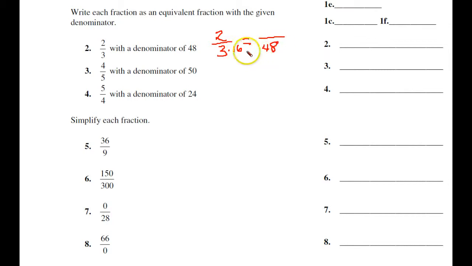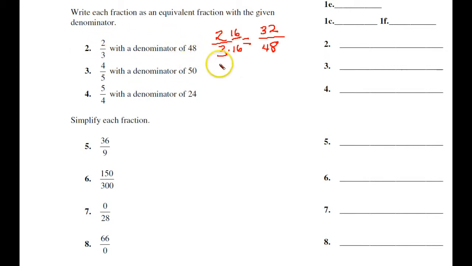Now, in order to keep this equivalent, I am authorized to multiply something by 1. Well, 16 over 16 equals 1. So I'm multiplying this fraction by 1, but that 1 is in the form of 16 over 16. So that gave me my denominator. Now to get an equivalent numerator, I'm going to go and get 32. So this is the equivalent fraction of 2/3 with the denominator of 48.